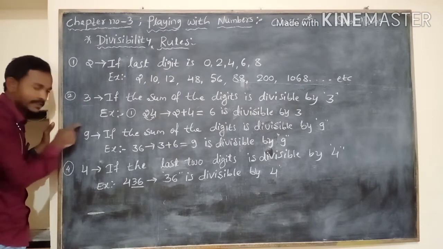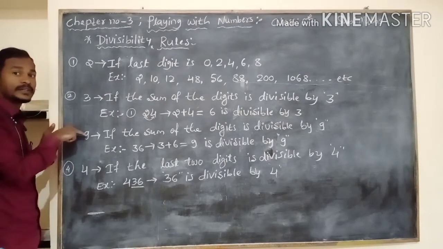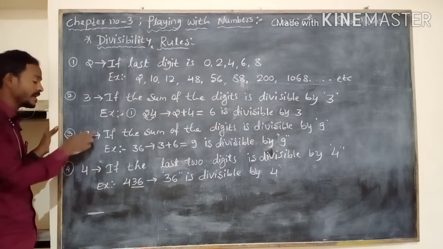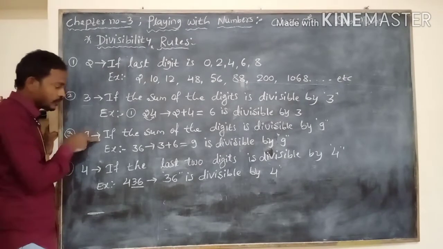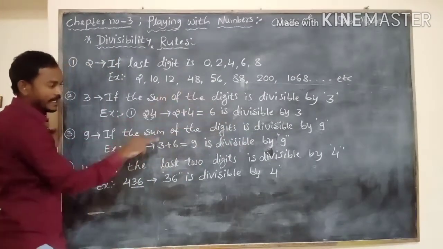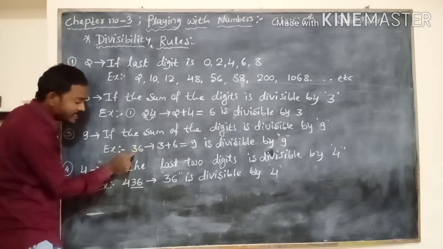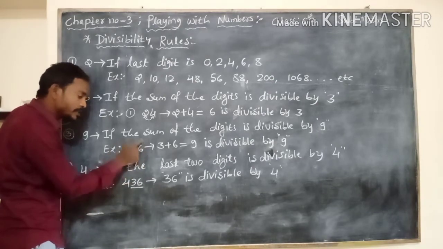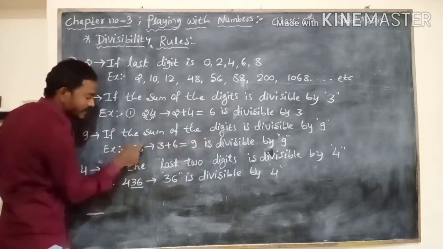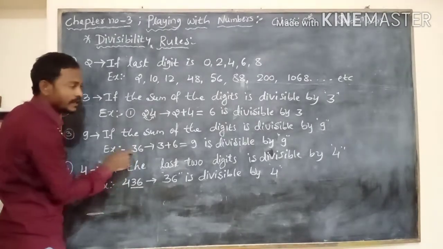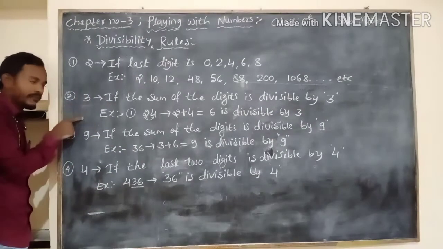The divisibility rule for 9 is also the same. If the sum of the digits of the number is completely divisible by 9, then the total number is completely divisible by 9. See example, 36. The digits are 3 and 6, and the sum 3 plus 6 is 9. 9 is divisible by 9, so 36 is completely divisible by 9, since 9 fours are 36. So these have the same rules.